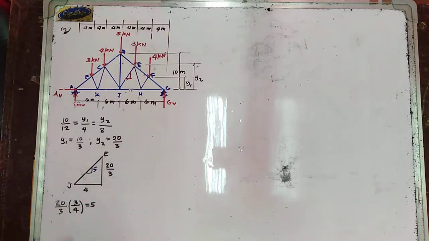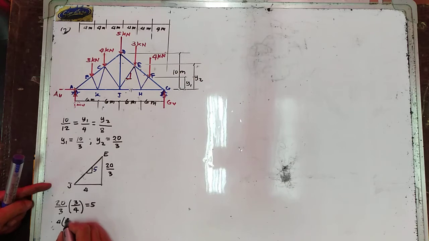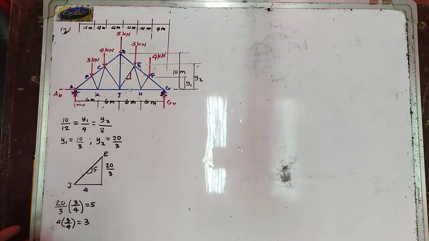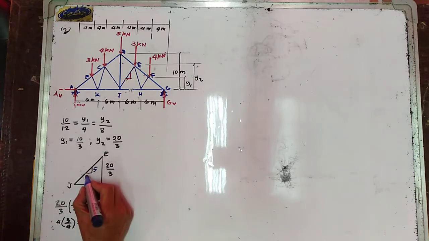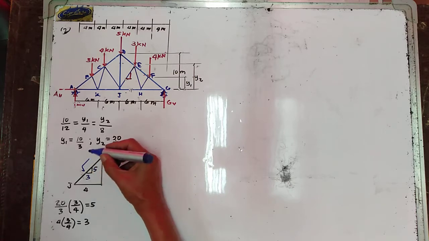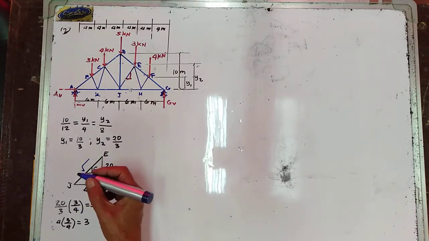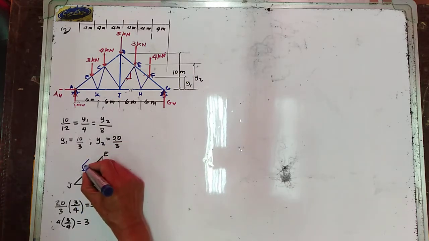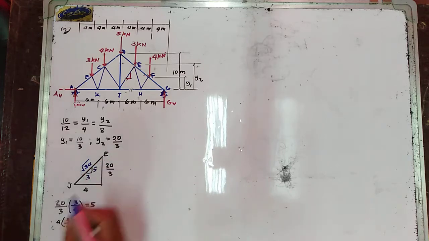Also multiply 4 by 3 over 4, and this is equal to 3. So the horizontal slope is 3. Hence, this is therefore the square root of 25 plus 9, or that is equal to square root of 34.